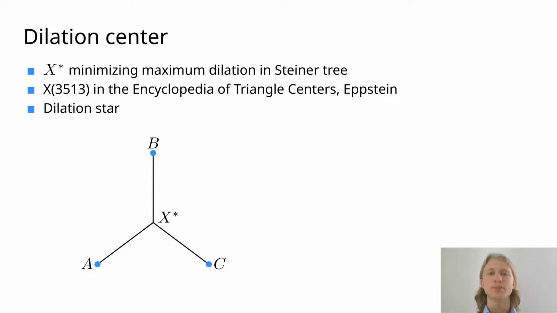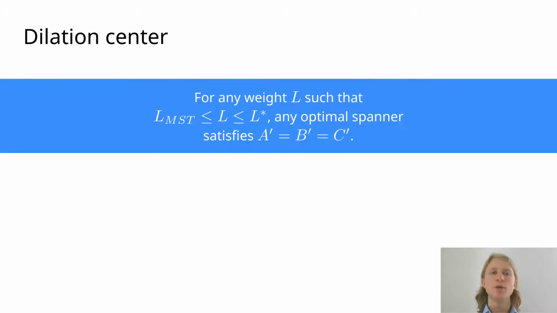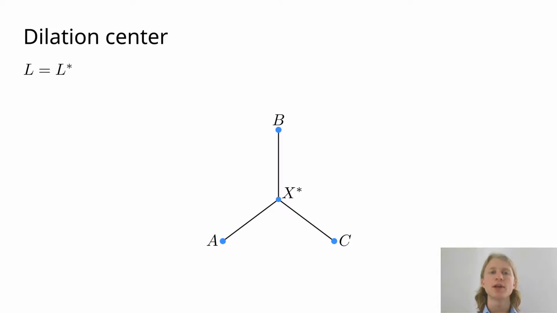The spanner, consisting of the segments connecting the dilation center to the outer vertices, is referred to as the dilation star. To formalize the statement I just made on the dilation center being the transitional point, we introduce the statement shown on the slide. For any weight L, such that L is at least the weight of the minimum Steiner tree and at most the weight of the dilation star, any optimal spanner satisfies A', B', and C' coinciding. First, we show that the dilation star is optimal for the corresponding weight.